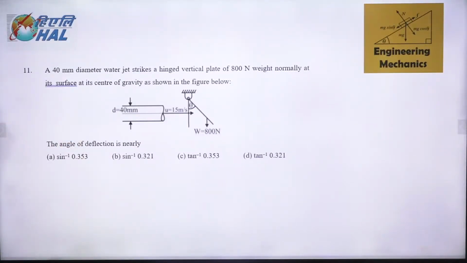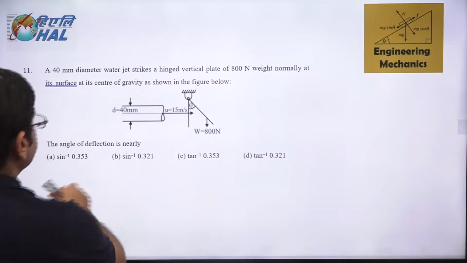So there's a 40 millimeter diameter water jet which strikes a hinged vertical plate of 800 Newton normally at its surface and at its center of gravity as shown here. What will be the angle of deflection? That is what the question is. Angle of deflection is asking about theta as shown in this.